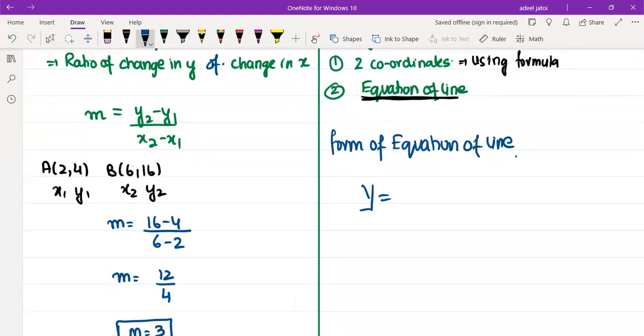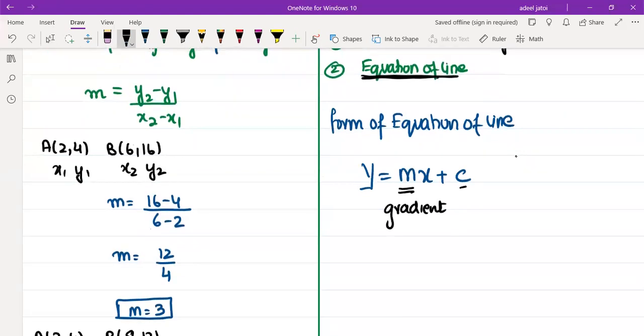Y is equal to mx plus c, where this m is your gradient. M is your gradient. C is the y intercept in the graph, which we simply calculate.